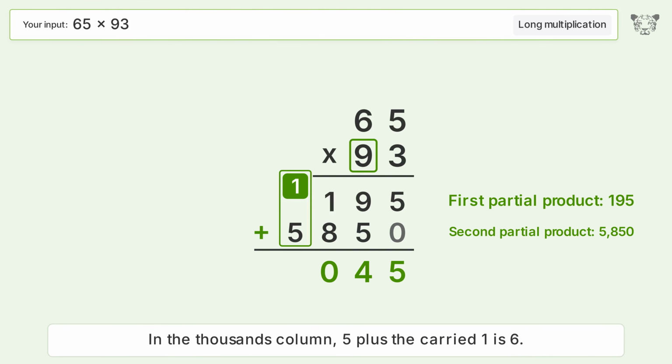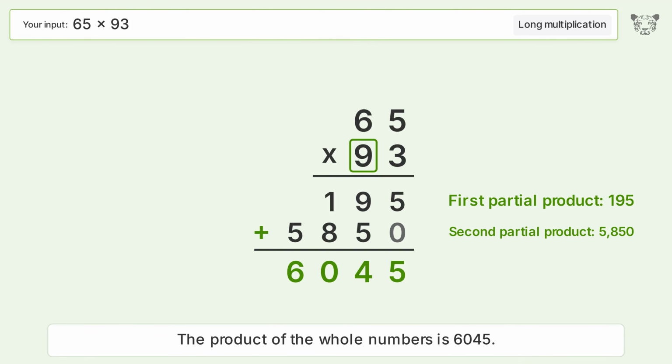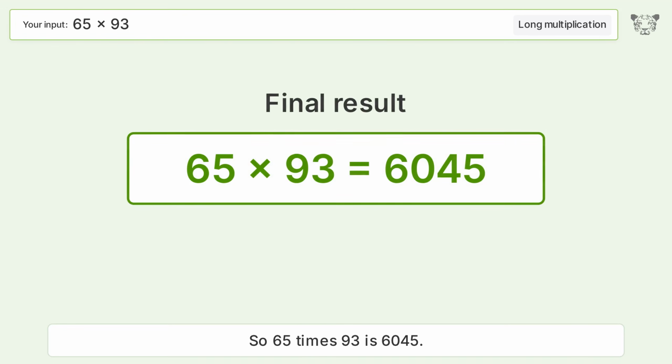In the thousands column, 5 plus the carried 1 is 6. The product of the whole numbers is 6,045. So 65 times 93 is 6,045.